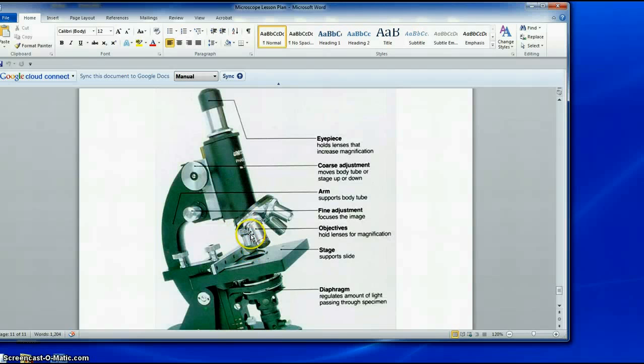The smallest lens is usually about 4 times magnification. If this is 10 and that's 4, then the total magnification is 10 times 4 equals 40 times. The next objective lens is usually 10x, then 40, then 100. Multiply the two together to get your total magnification.